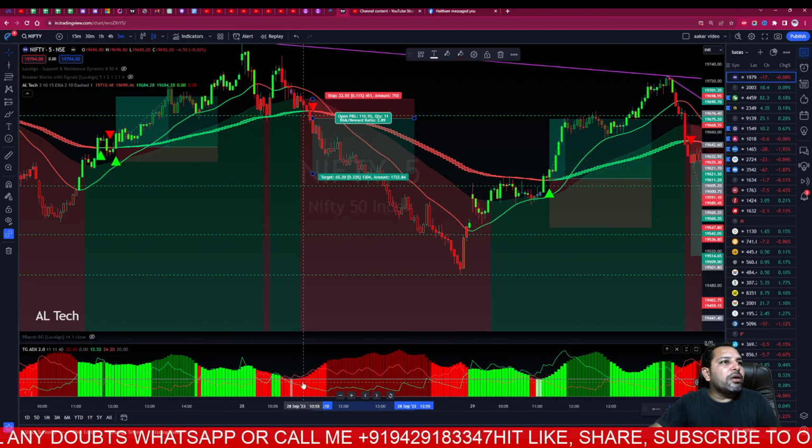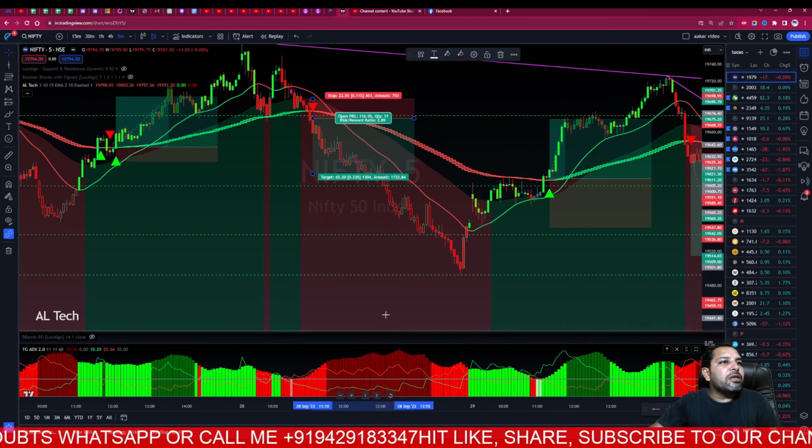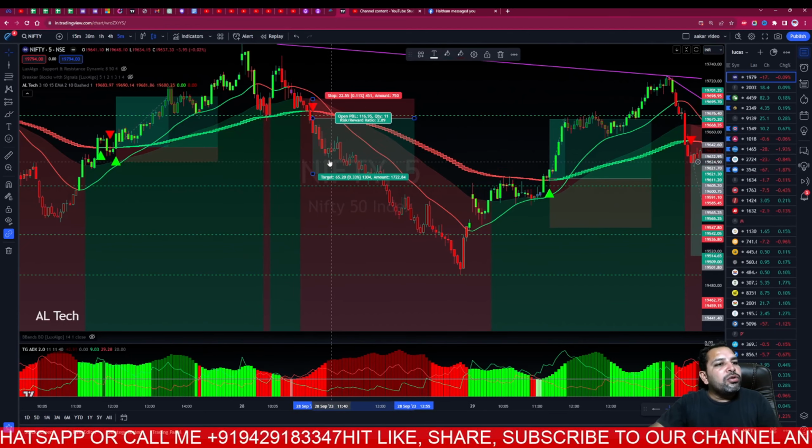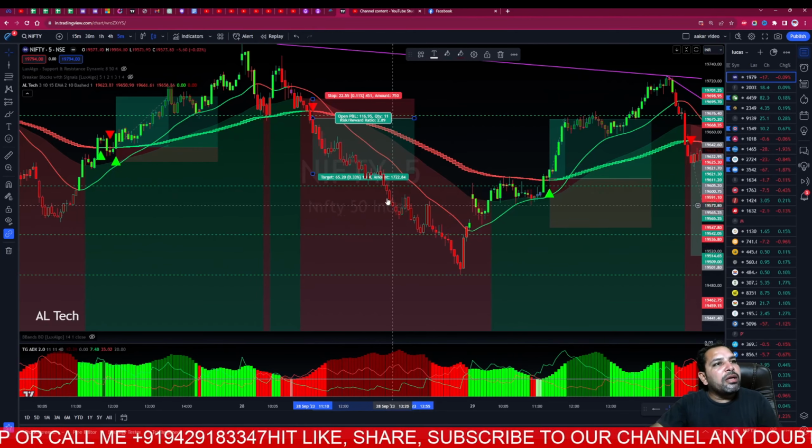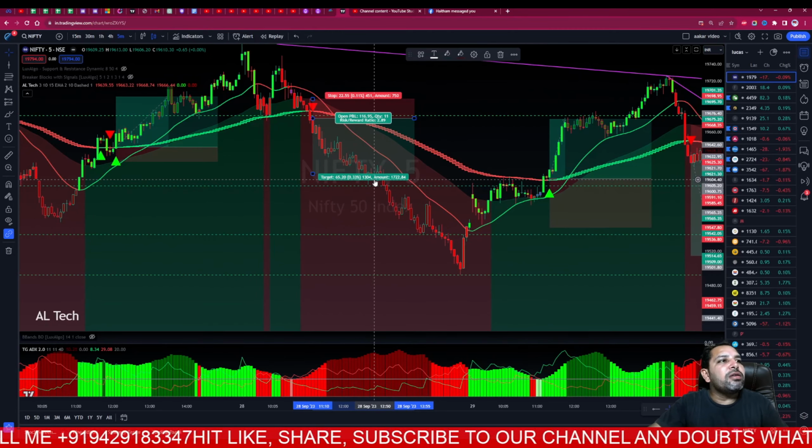You can see here you got a signal. You enter on that signal. There is no retest over here. Even so, you can continue the trade or you can exit, depending on your risk to reward ratio.